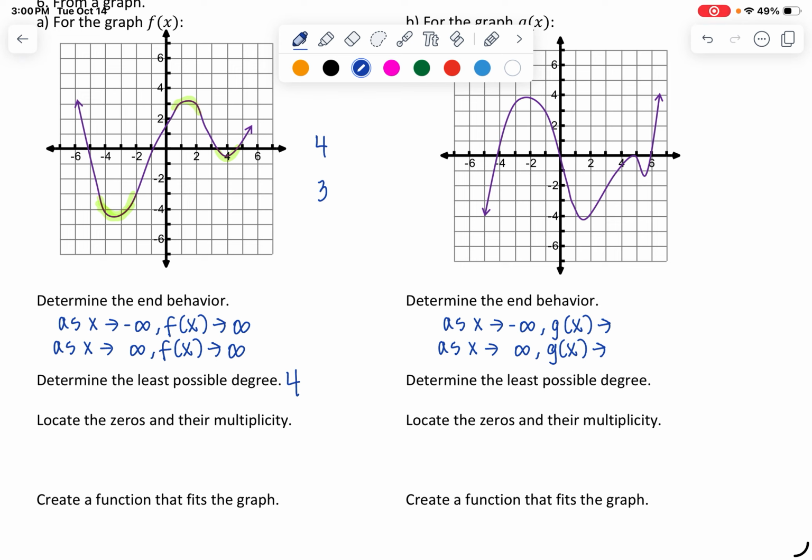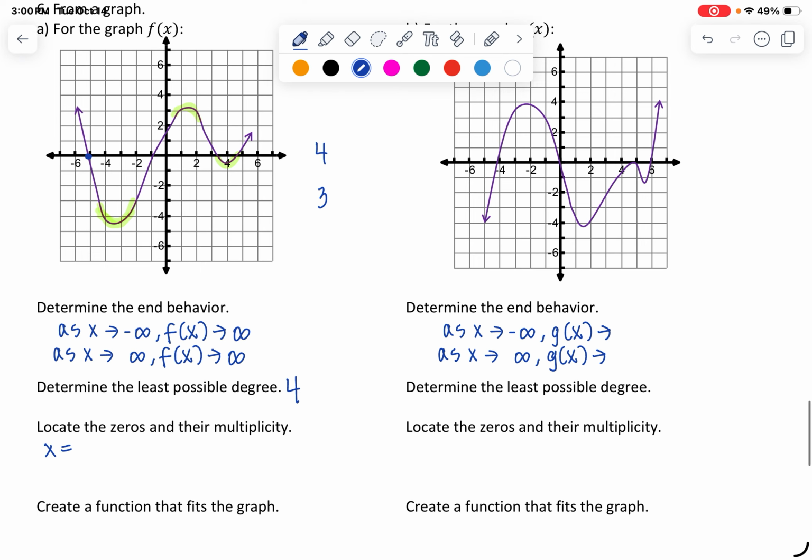Okay, locate the zeros and their multiplicity. So we have x equals -5. Since it crosses, it's odd. x equals -1. Crosses, so it's odd. x equals 3. It crosses, and x equals 5.